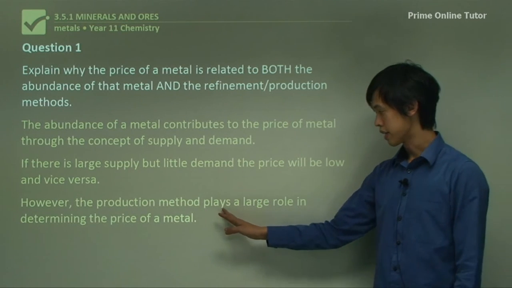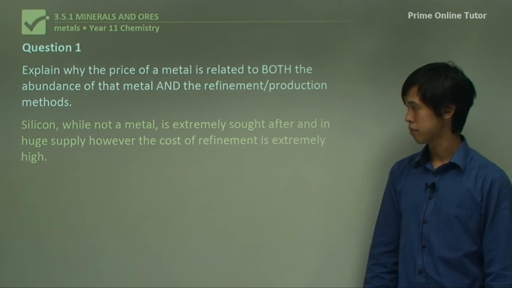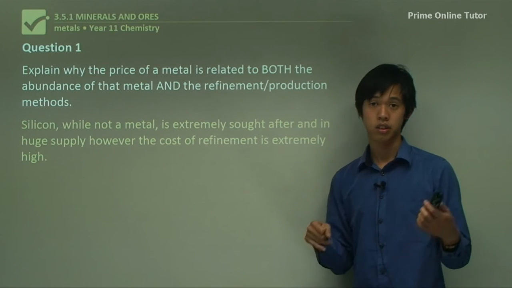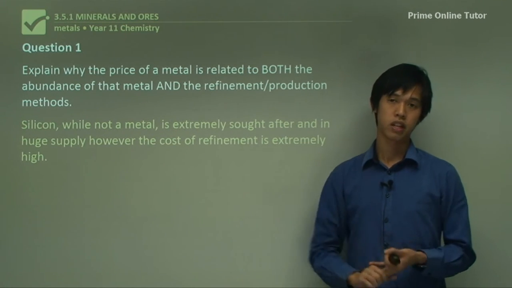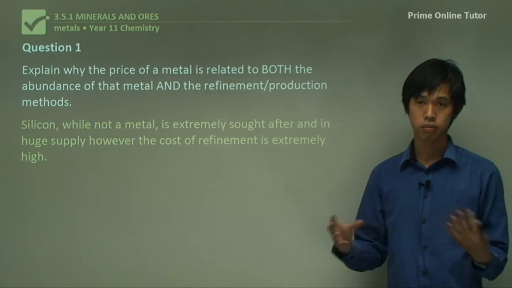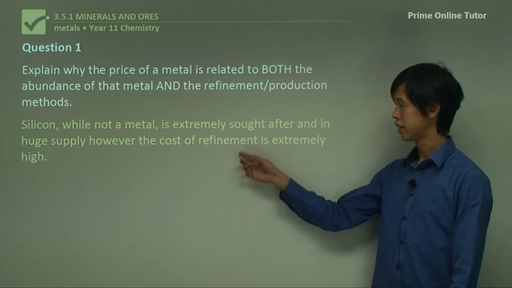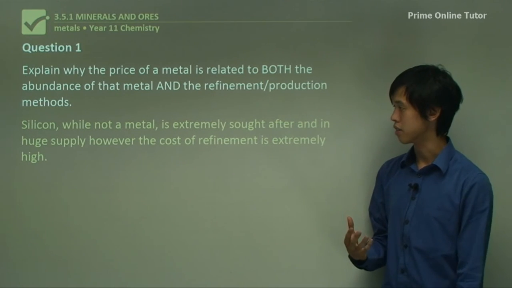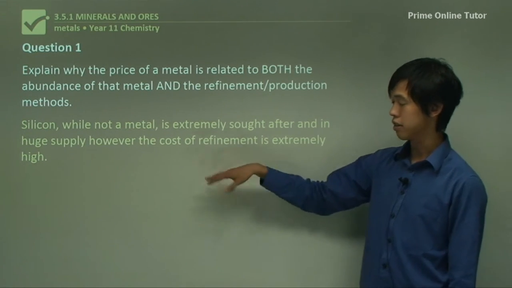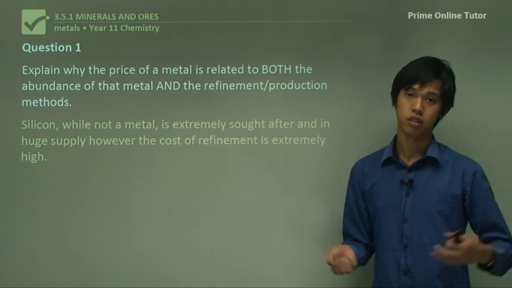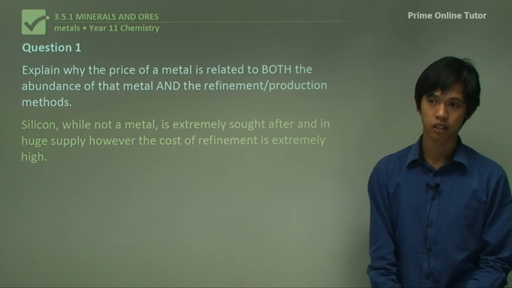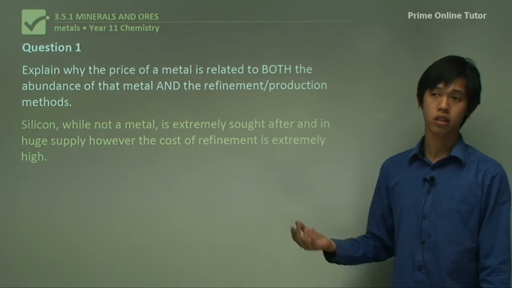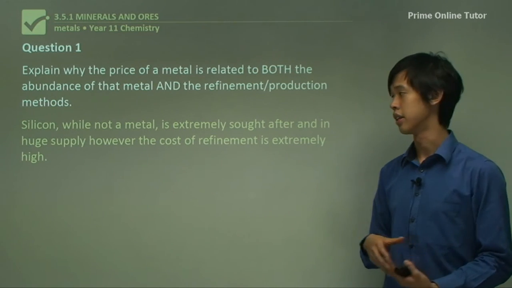However, the production method plays a large role in determining the price of metal. Silicon, while it's not a metal, is a good example. It is extremely sought after. Intel, AMD, GlobalFoundries, TSMC, all these big semiconductor companies, they all buy silicon, and so the demand is huge. And also we have a huge abundance of it, because if you just look at your beach, there's tons and tons of sand everywhere. But the cost of refinement is also really, really high because it takes a lot of energy to refine this silicon.